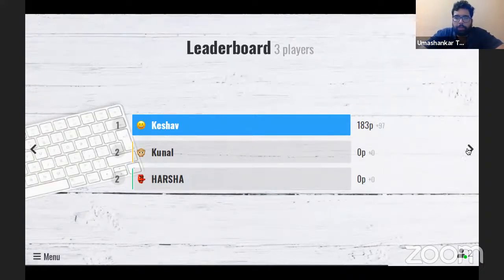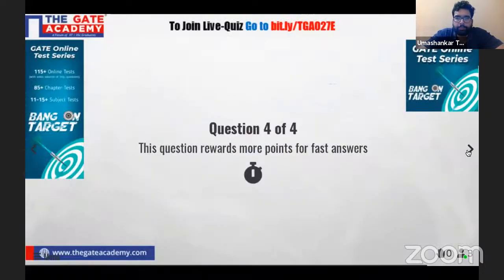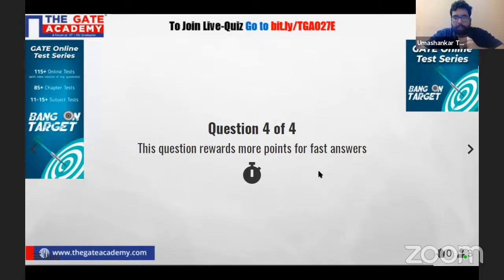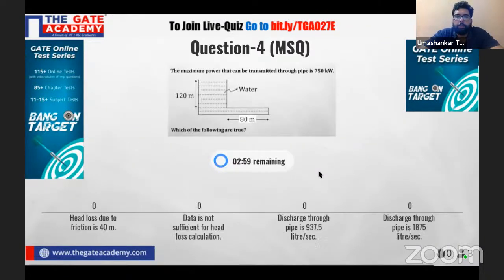Now moving to the next question and the last question. I am hoping that all of us can give the answer to it correctly. Please go for it. This is the MSQ question. So in this question, we have to choose multiple options, right? More than one option is correct.